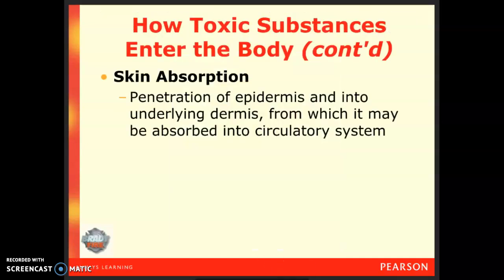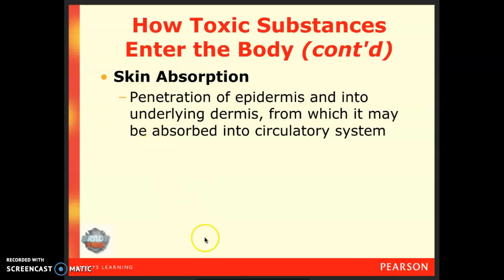A second mode of entry is skin absorption. Skin absorption is when a toxic material penetrates through your epidermis, that's your outer layer of skin, and your underlying inner dermis. And from there, it can be absorbed into your circulatory system. So, the primary question for any of these is how quickly does the toxin get into your blood? Because if it gets into your blood, then it can go to the rest of your body. With digestion, we know that's a slow process because the place where digested food gets into your blood is in your intestines, and it can take several hours for that process to occur.